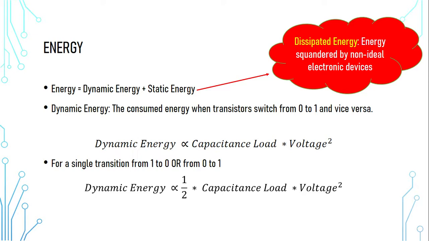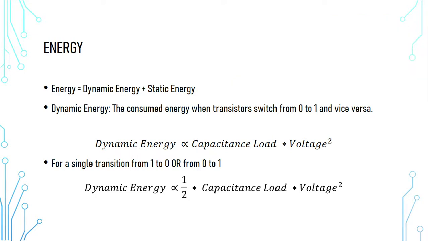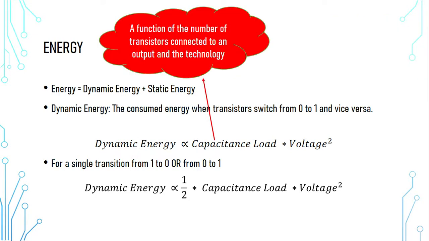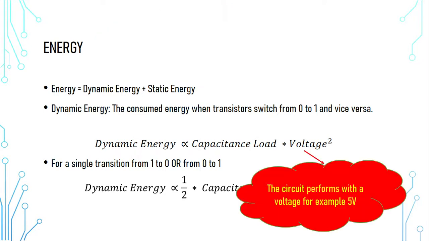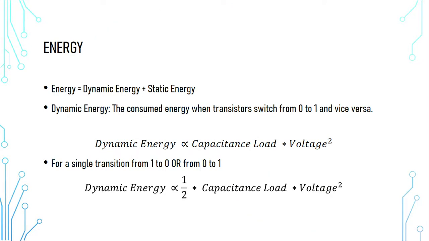Dynamic energy is consumed when transistors switch states from 1 to 0 and vice versa. The dynamic energy depends on the capacitive loading of each transistor, which is a function of the number of transistors connected to an output, the technology, and the voltage applied. The equation is the energy of a pulse during the logic transition from 1 to 0, then from 0 to 1. So the energy of a single transition is half of what we have in this equation.